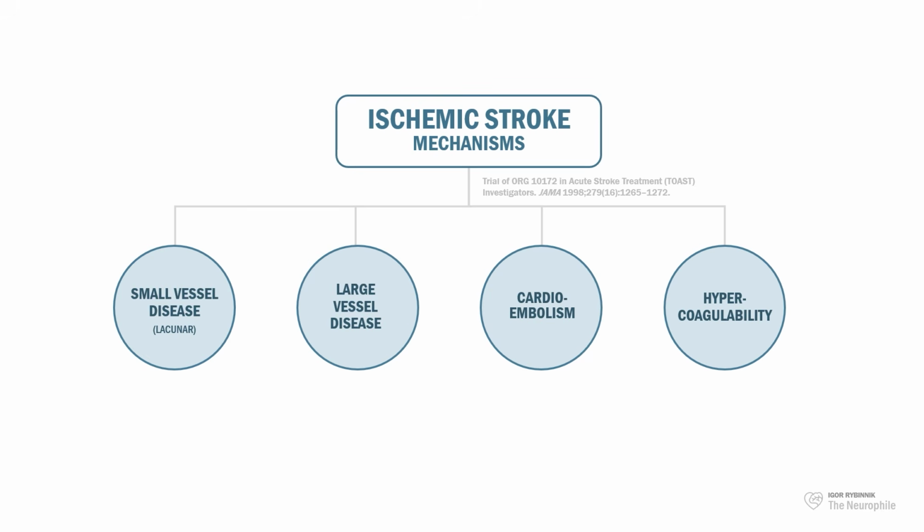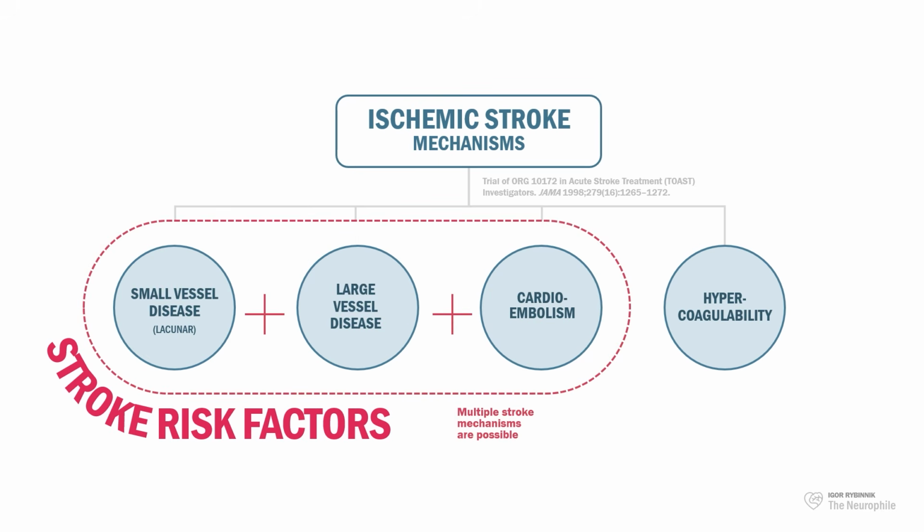It's important to remember that assigning these categories depends on the clinical story and neuroimaging. There's no biomarker that can confirm cardioembolism or large vessel disease or small vessel disease as the exact cause of the stroke. So we can only determine the stroke mechanism as most likely or most probable. Also, stroke mechanisms are not mutually exclusive.